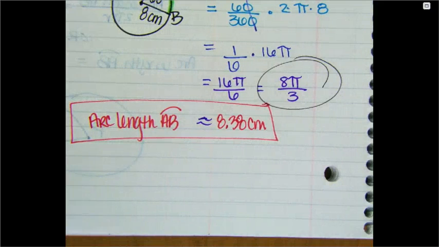I'm still a little bit confused on the 8 pi over 3. Why? What's the confusing part? 16 over 6 reduces to 8 over 3.